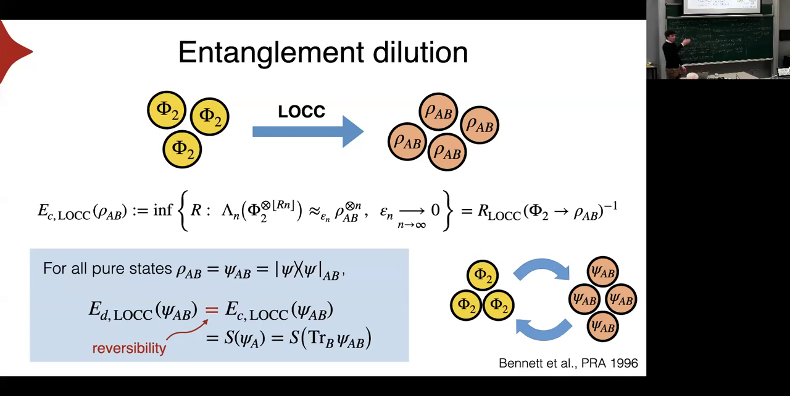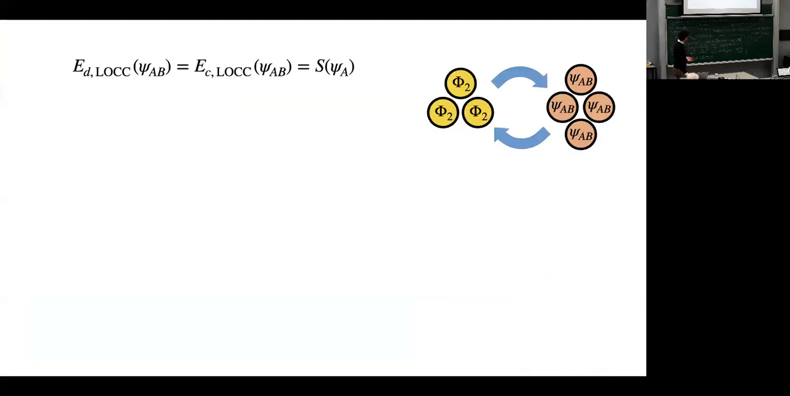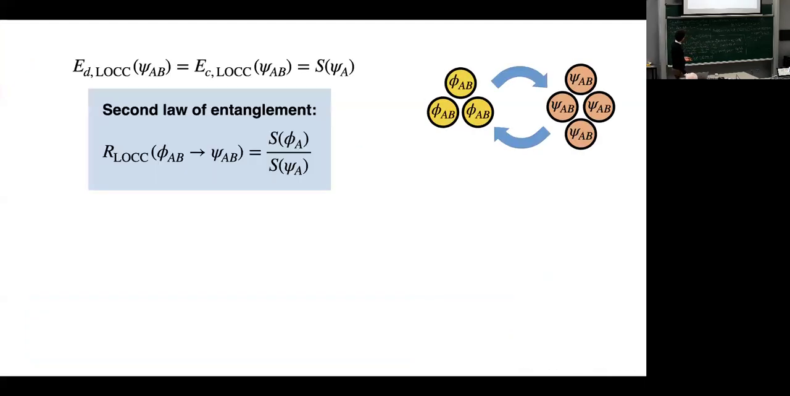The distillable entanglement turns out to be equal to the entanglement cost for all pure states, and it's just equal to the local entropy of entanglement. This very famous measure of entanglement is just the entropy of the reduced density matrix, which turns out to govern both distillation and dilution. Great, this beautiful result. It started the whole field.